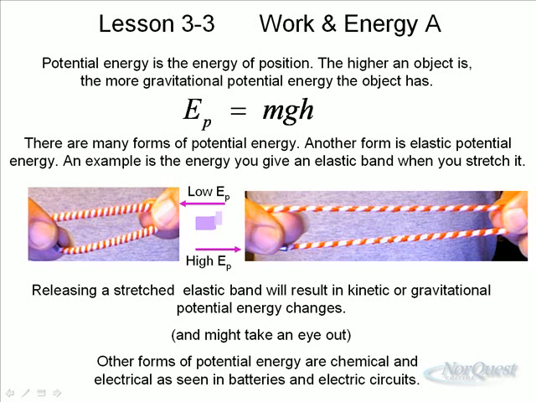Other forms of potential energy are chemical and electrical. So let's say you have a flashlight with a battery in it. Inside that battery is stored chemical potential energy, and when you turn on the switch, that potential energy turns into another form of energy, such as light and possibly a little bit of heat. So there are lots of different types of potential energy. Mostly in Physics 20 we worry about gravitational, and occasionally we bring in elastic, but we don't deal with chemical or electrical in this course.